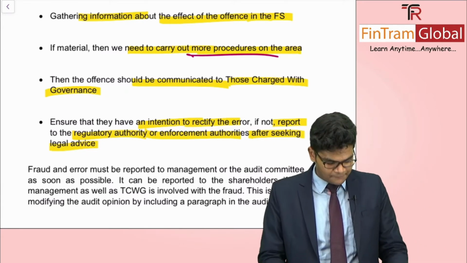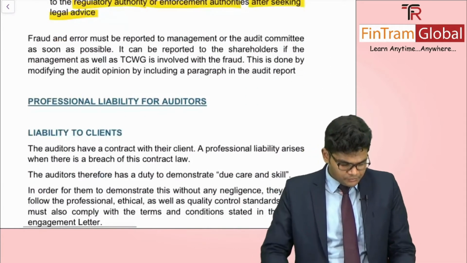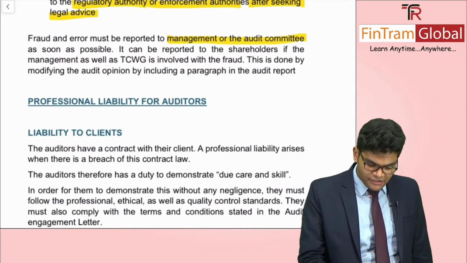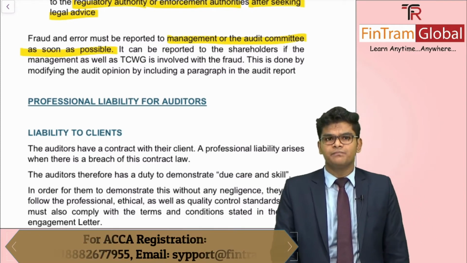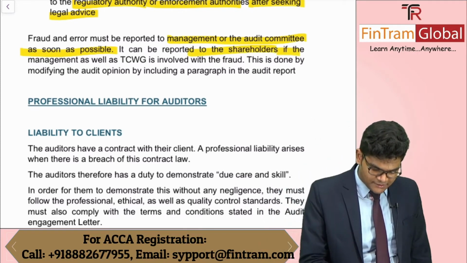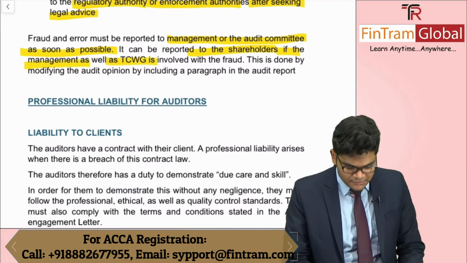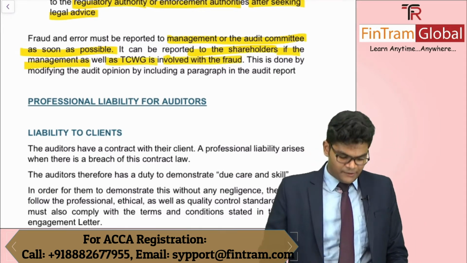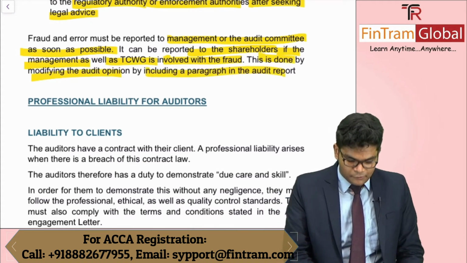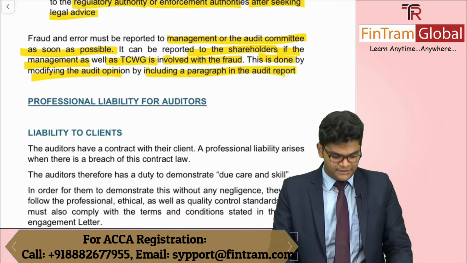Okay, folks, so remember that. Moving on, fraud and error must be reported to management and the audit committee as soon as possible. Why exactly is that? Well, it can be reported to the shareholders if the management as well as those charged with governance are involved with the fraud. And this is done by modifying the audit opinion and by including a paragraph in the audit report. As simple as that.